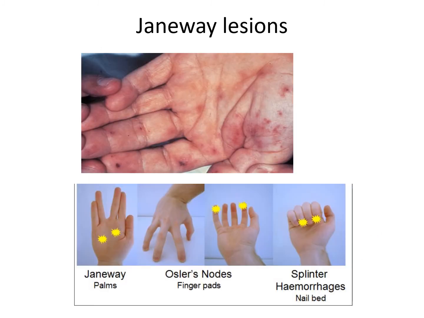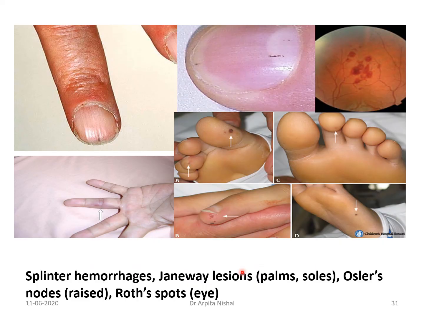So these are the Janeway spots, or the painless macular-papular, erythematous lesions on the pulp of fingers. Here you can see these also again. And these are the Osler's nodes, which are painful small swellings seen at the tips of the fingers. And these are the splinter hemorrhages, petechial hemorrhages in the nail beds. These are again pictures showing splinter hemorrhages, Janeway spots. This figure shows the Roth spots in the retina.